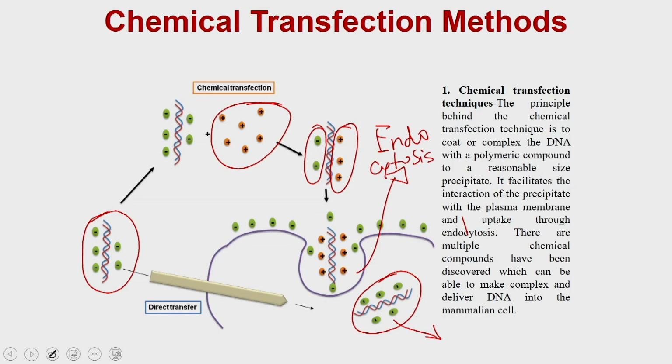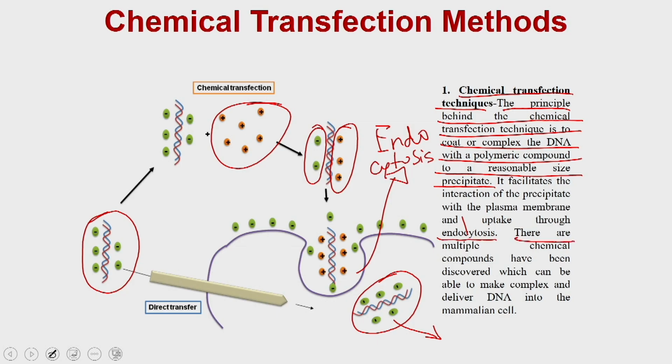So, as it says, the principle behind the chemical transfection method is to coat or complex the DNA with a polymeric compound to a reasonable size to precipitate, which means you are going to generate macro size particles, and once you generate these particles, they are going to be taken up by the plasma membrane, a process known as endocytosis.